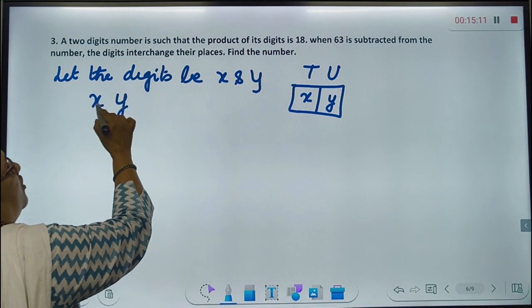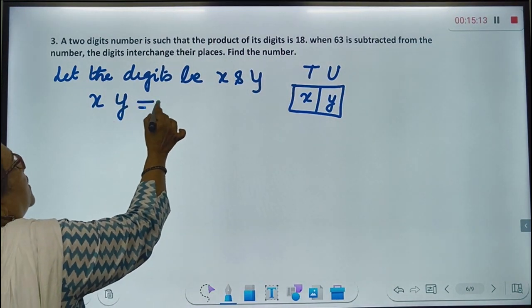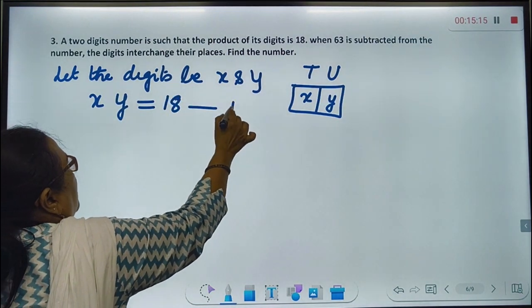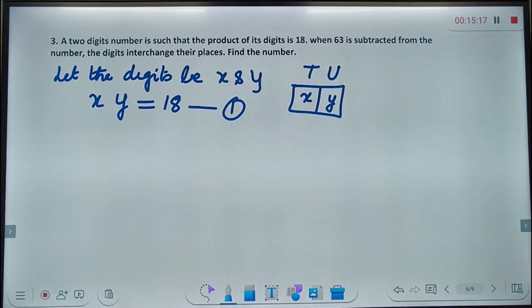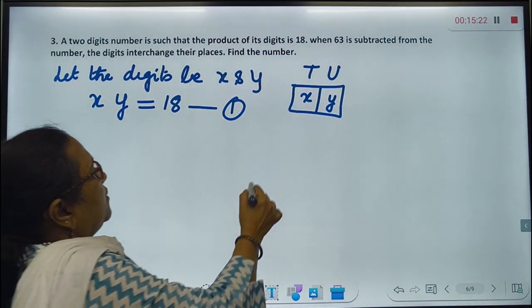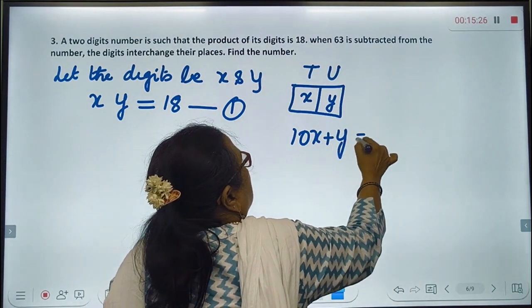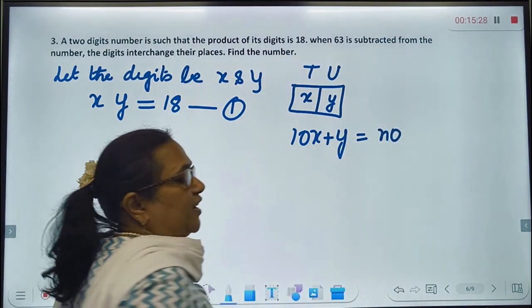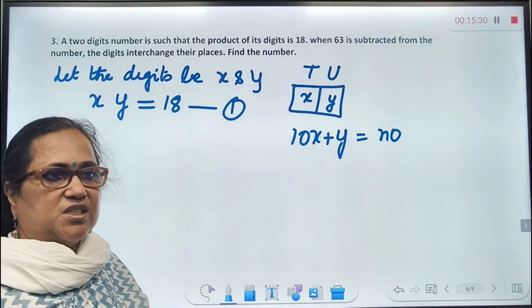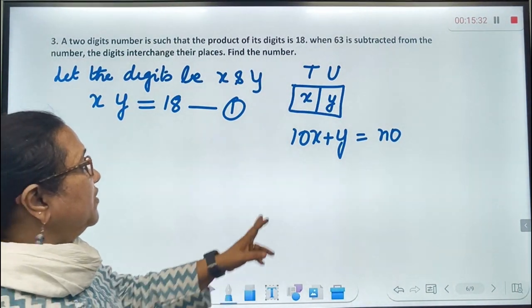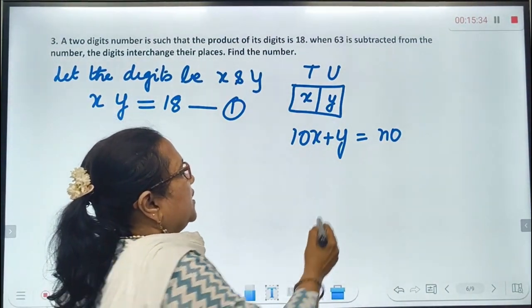So the product of the digits, x into y, is given to be 18. So we have formed the first equation. But what is the number? See, this is the product of the digits. The value of the number will be 10 into x plus y. Because if you have 63, how will you express 63? 6 into 10 plus 3. So the value of the number is 10x plus y.